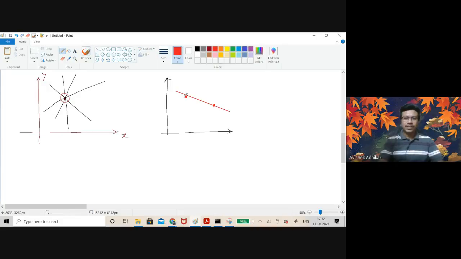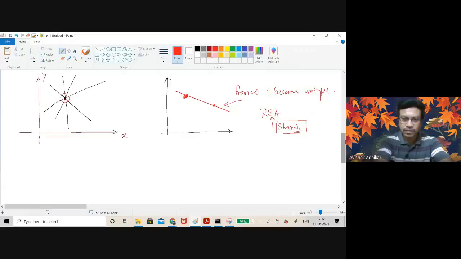So now you can see that from infinity, it comes to exactly 1. From infinity, it becomes unique, and that too just by adding 1 extra point. That's a very important observation that Adi Shamir made. So you remember the RSA crypto system? The S in RSA, this man was Shamir, Adi Shamir. And he also invented another very interesting idea of secret sharing. So let us try to explain the whole thing.